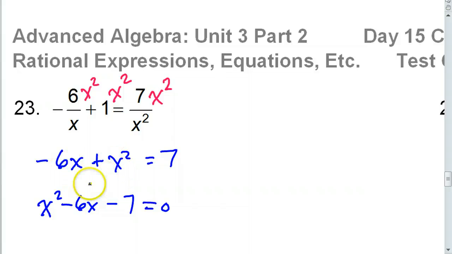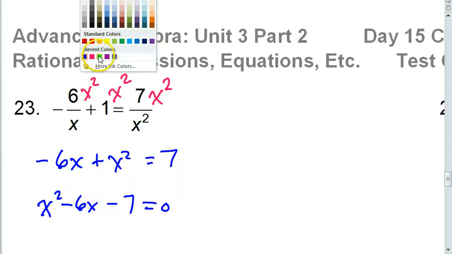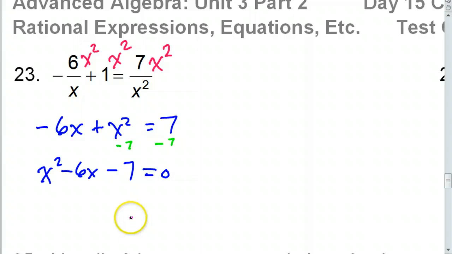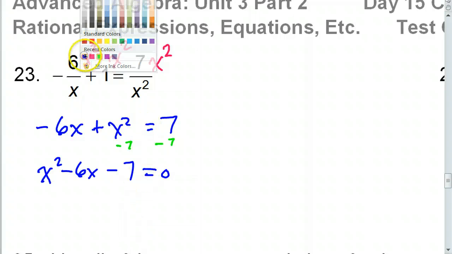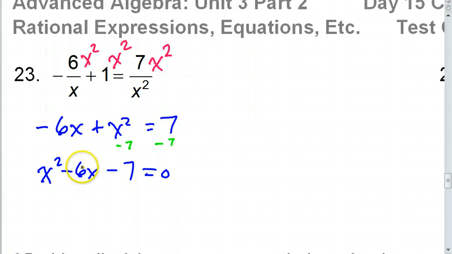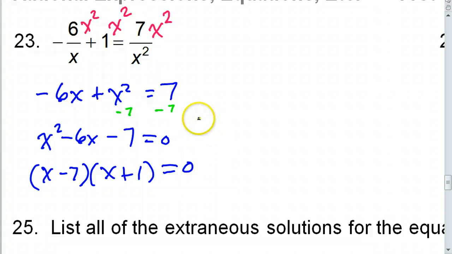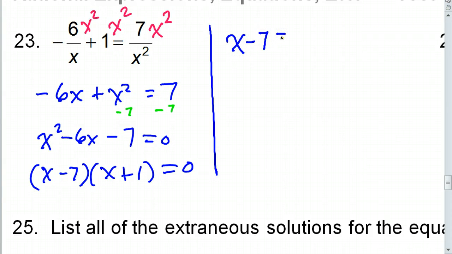I just reversed the position of those two, but I subtracted 7 from both sides. So if this will factor, then we will factor it. But every now and then they don't factor, so be ready to use the quadratic formula if ever it does not factor. But this looks like it's probably going to be factorable. Negative 7 plus 1. Correct. Now, do I stop there, or do I do something else? We're solving, so we have to go x minus 7 is equal to 0, x plus 1 equals 0.